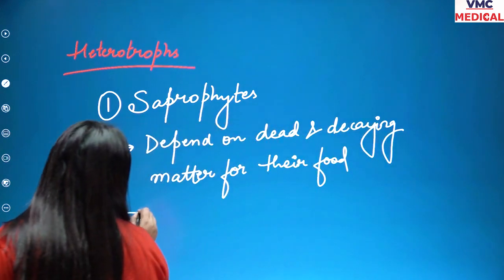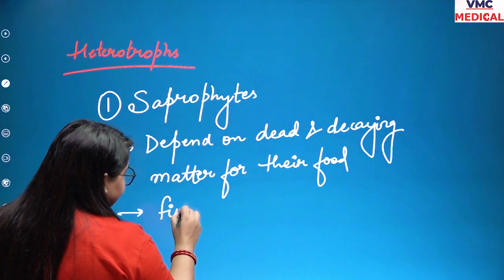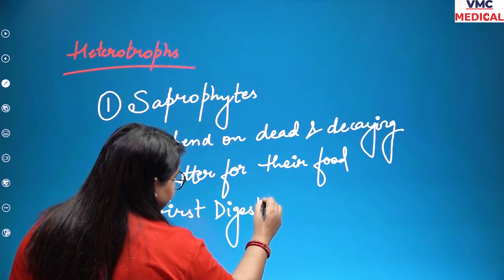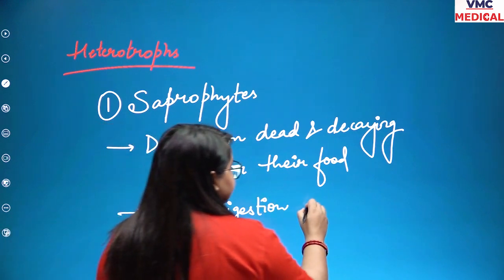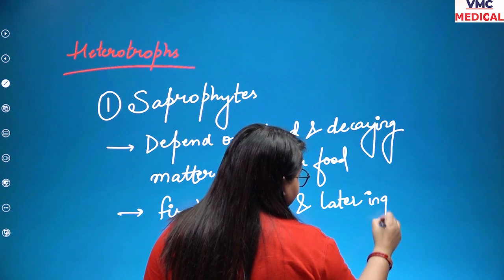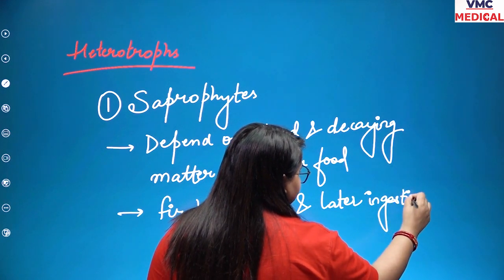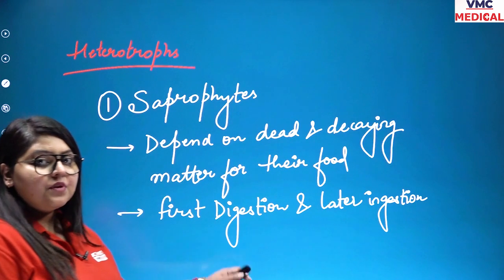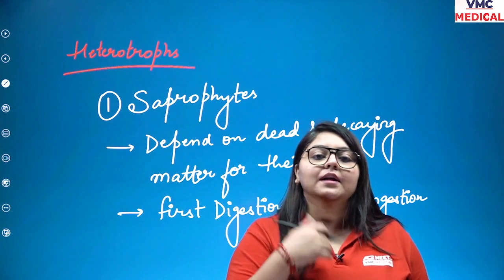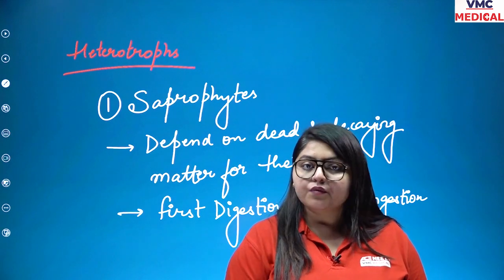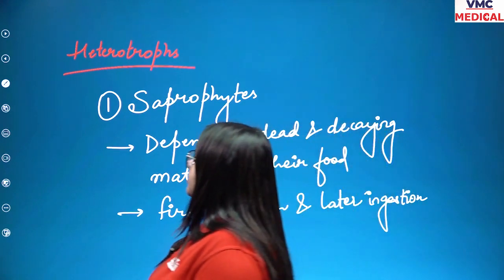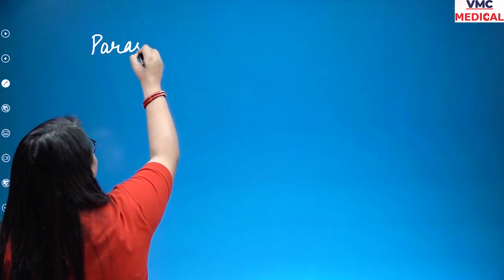They follow first digestion, and later ingestion. Okay, so they first follow what? Digestion. They will first digest, after that they will ingest. Hopefully it is clear. So one type is your saprophytes. Let's move on to another one, parasites.